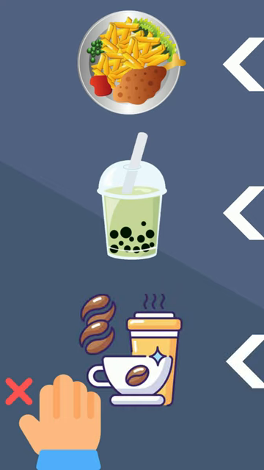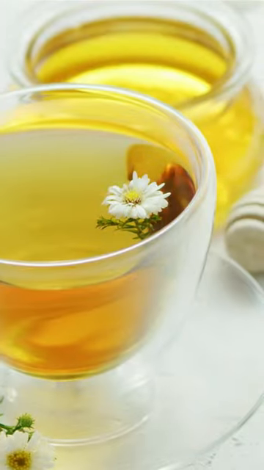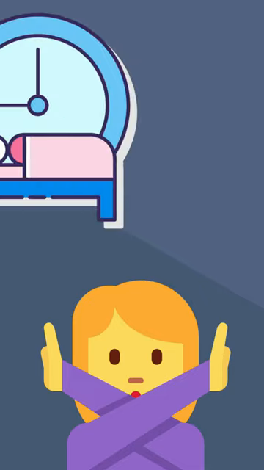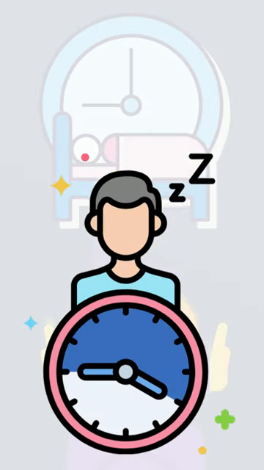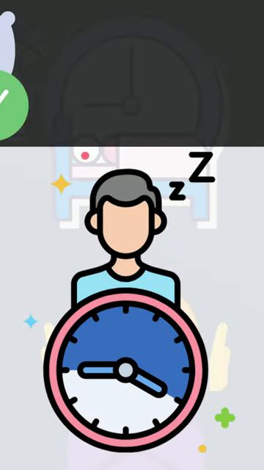Avoid heavy meals, high sugar drinks, and caffeinated drinks before going to bed. Herbal teas like chamomile tea can work like a magic to help you sleep. Lastly, never compromise your sleep schedule. Establish a sleep schedule of around 7 to 8 hours and strictly follow it.